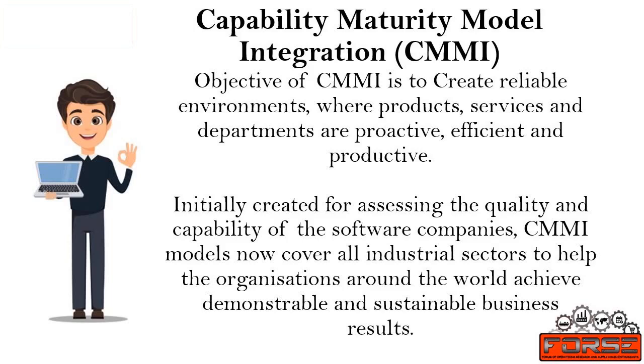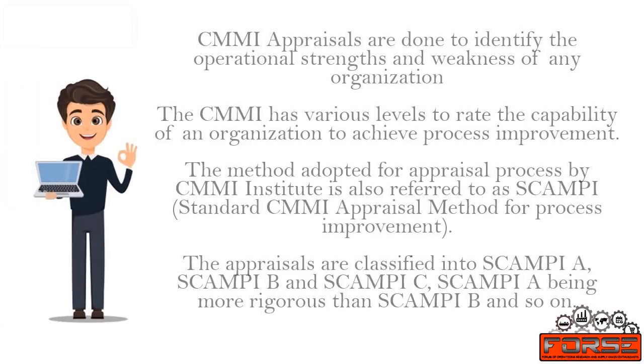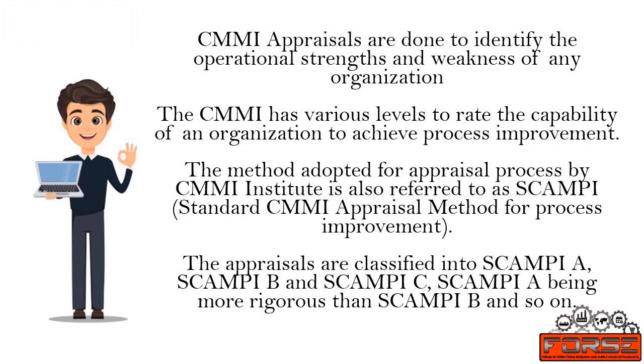Now let's talk about CMMI appraisals. CMMI appraisals are done to identify the operational strengths and weaknesses of any organization. For this purpose, the CMMI has various levels to rate the capability of an organization to achieve process improvement. The method adopted for appraisal process by CMMI Institute is also referred to as SCAMPI, Standard CMMI Appraisal Method for Process Improvement. The appraisals are classified into SCAMPI A, SCAMPI B and SCAMPI C, SCAMPI A being more rigorous than SCAMPI B and so on.